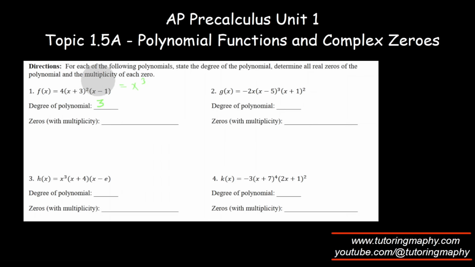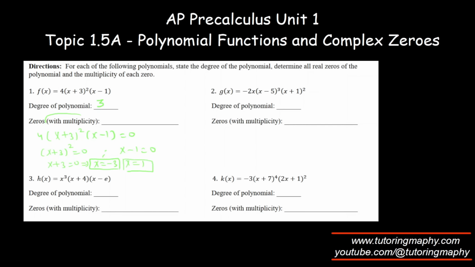Zeros. Now, zeros are the points where f(x) is 0. So f(x) is 0, obviously, when 4 times (x plus 3) whole squared times (x minus 1) is 0. Applying the zero product property, this means that either (x plus 3) whole squared is 0 or x minus 1 is 0. So from here, the value of x is 1. And from here, the whole square is 0, which just means that x plus 3 is 0, so x is negative 3. So the roots are negative 3 and 1.